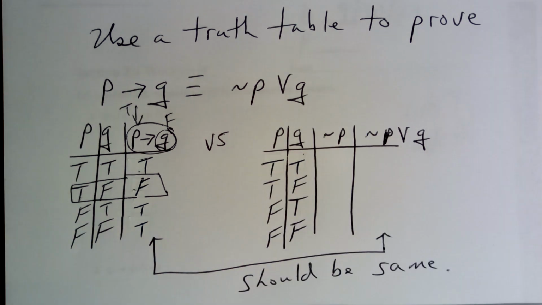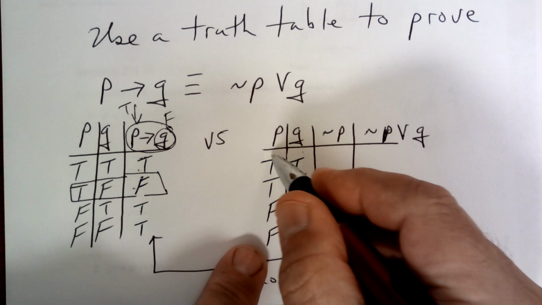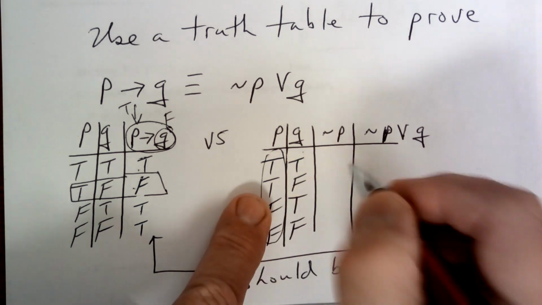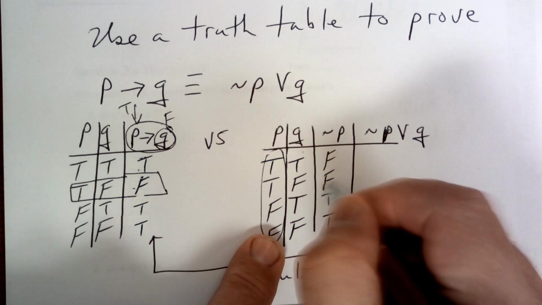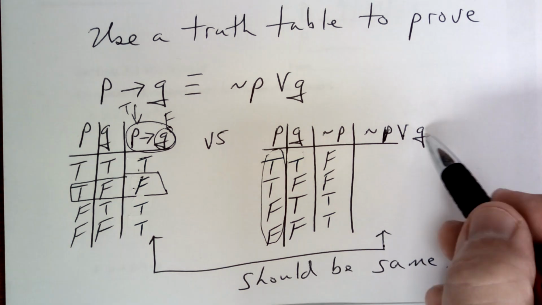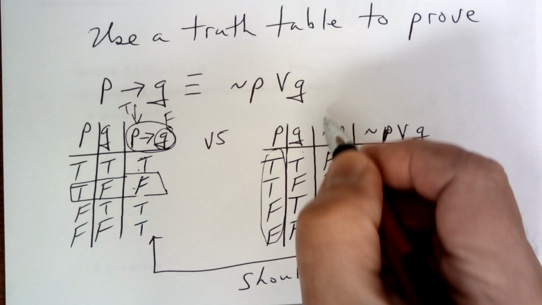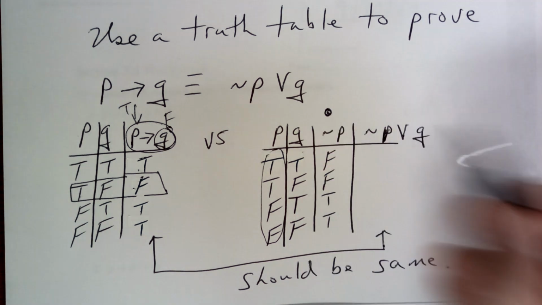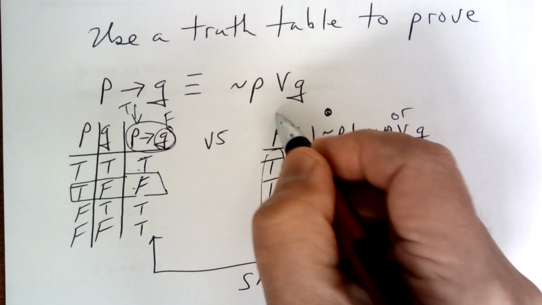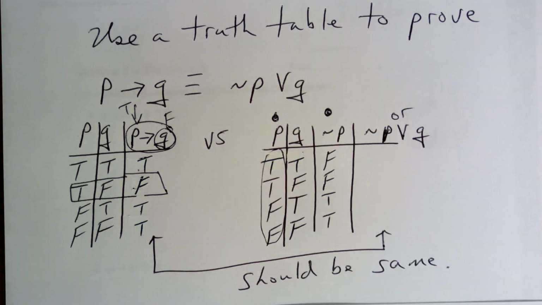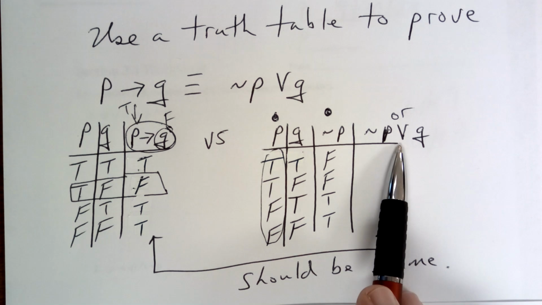Now, not P would be the opposite of all of this. So it's going to be false, false, and true, true. Okay? Now, not P and Q would be this one, and this is or rather. So it would be that one or Q. Okay? So or means either one or both.